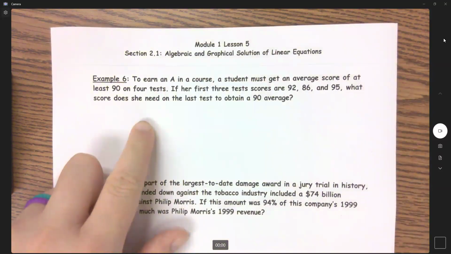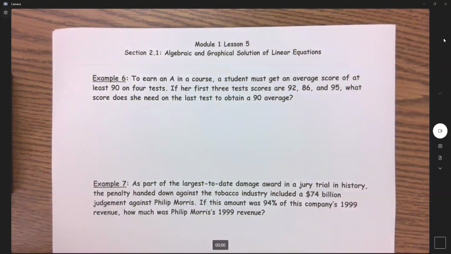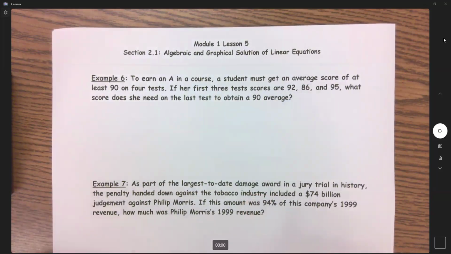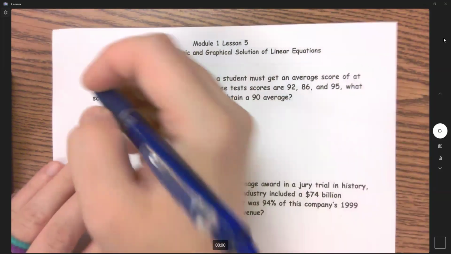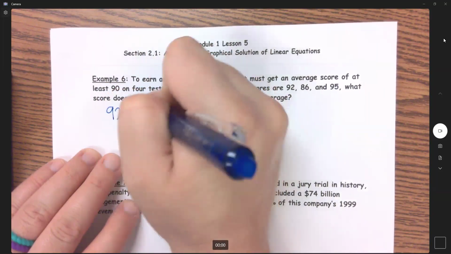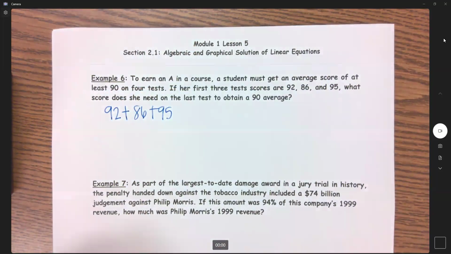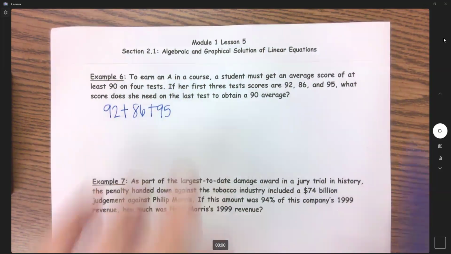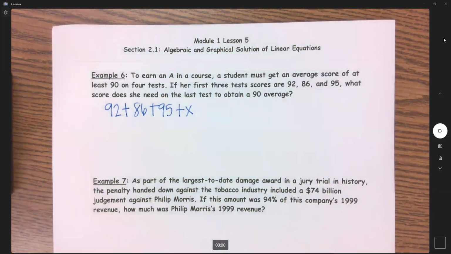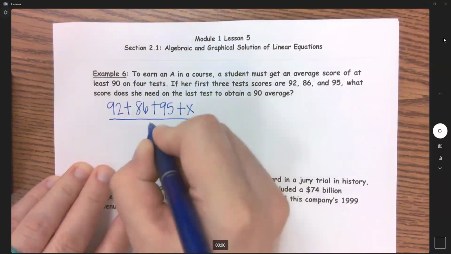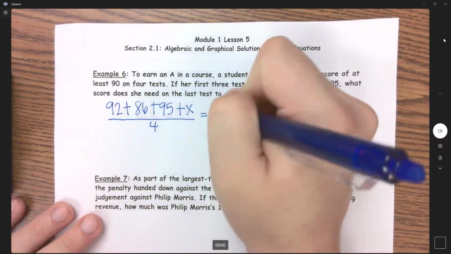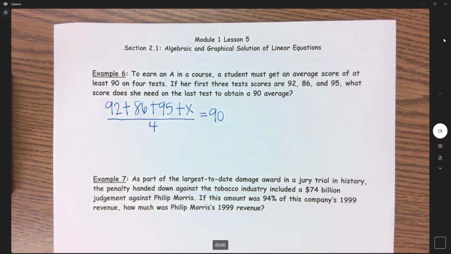So if this student has her first 3 tests at 92, 86 and 95, we'll add up those scores. We're figuring out what does she need on the last test. So I don't know that one. So we're going to represent it by some variable. X is great. We would divide this then by 4. And if she wants to make an A, then this will equal a 90.